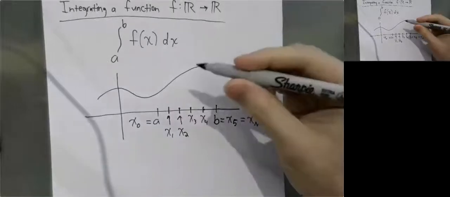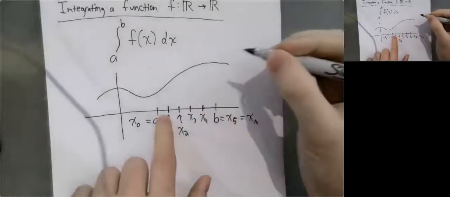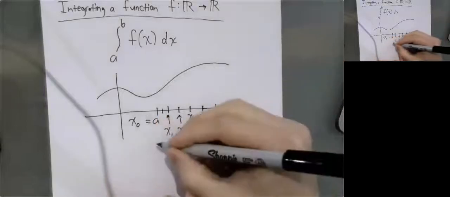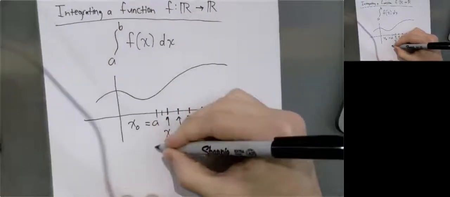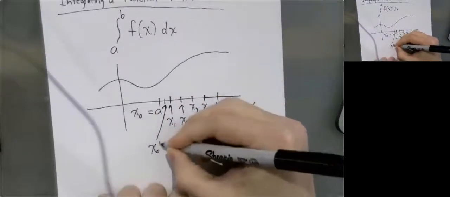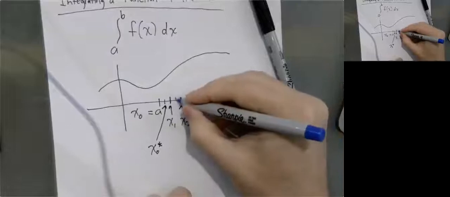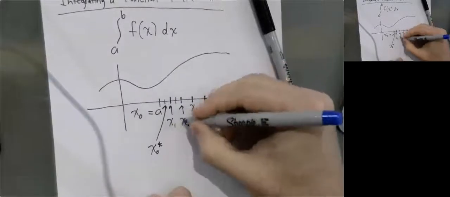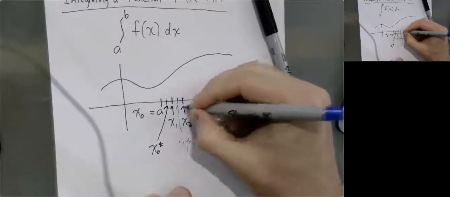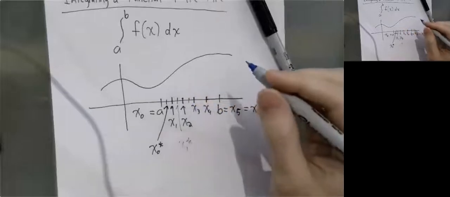So now, the next thing that we do is, for each of these subintervals, we're going to pick a point arbitrarily that belongs to each of these subintervals. So this point here that I just selected arbitrarily, I'm going to call this x naught star. And then I'll pick a point here, which I'm going to call x1 star. And then I'll pick a point in this interval, which I'll call x2 star, and so on.